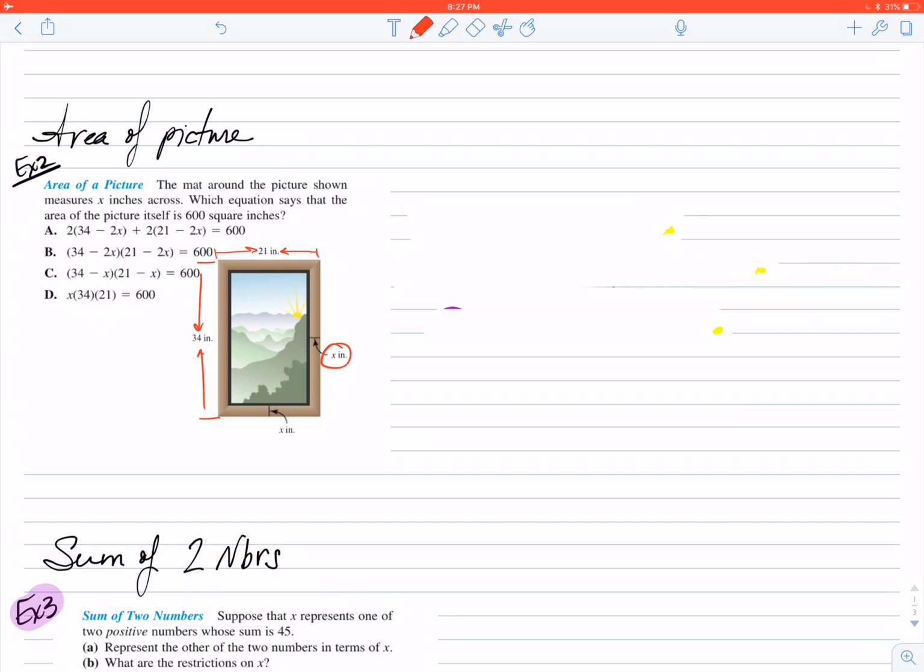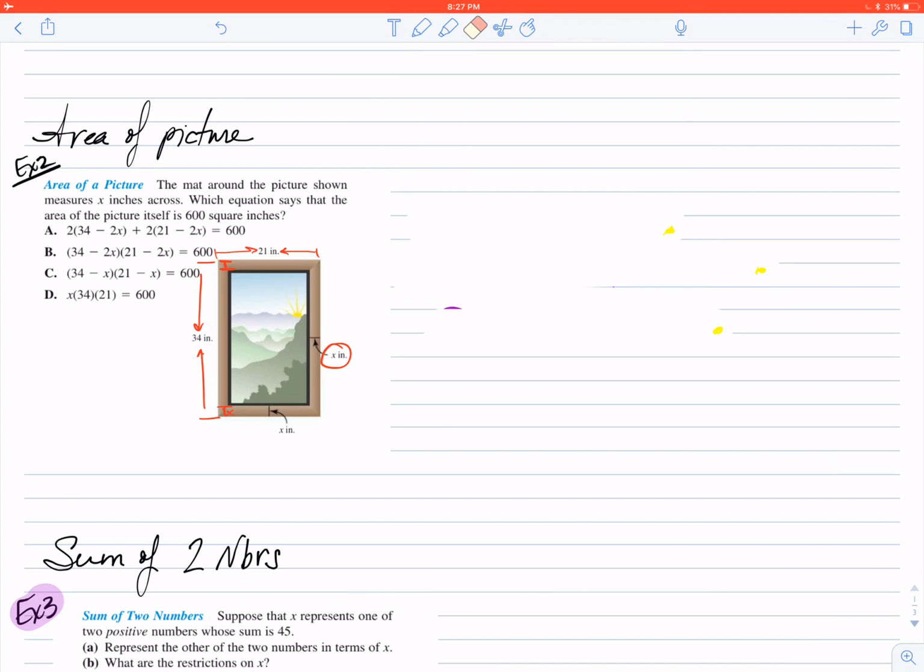So if you think about this, that 34 inches, I'm going to take away an X down at the bottom, but I'm also going to take away an X at the top because the frame is X inches wide. So if I take away an X and another X from that 34, it's going to be 34 minus 2X. Same thing with the 21 inches wide. If I take away X inches on the two sides, that's going to end up being 21 minus 2X.